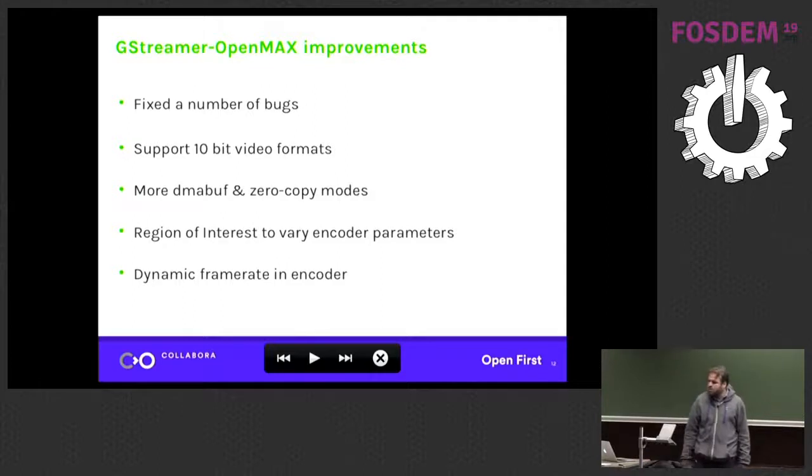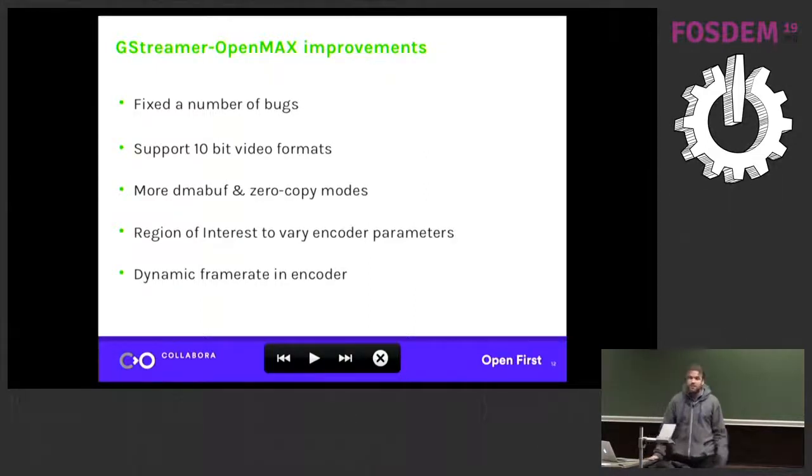We've also done a bunch of work in the GStreamer OpenMAX elements. A lot of this is for the Xilinx Zynq MP platform. We fixed a lot of bugs. We've added support for 10-bit video formats for HDR. We have a lot more DMABuf and zero-copy modes so that you can connect them in different ways and have one side or the other do the allocation, depending on what's better for your specific use case.